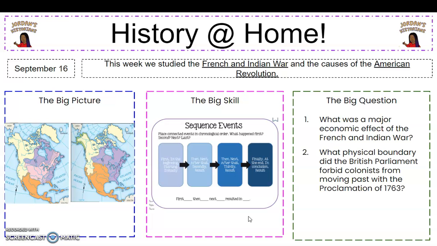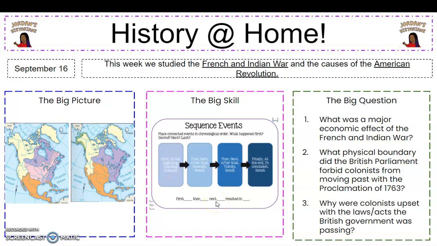Question number 2. What physical boundary did the British Parliament forbid colonists from moving past with the Proclamation of 1763? The answer is the Appalachian Mountains. It's actually also indicated here on the map. It is this pink boundary line. Those Appalachian Mountains are what the colonists were not supposed to move past.